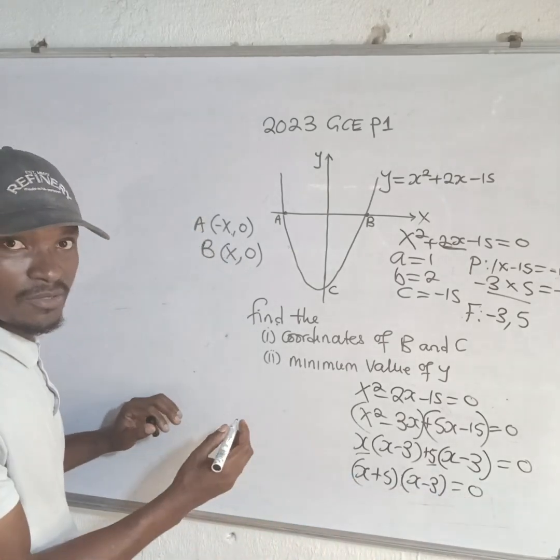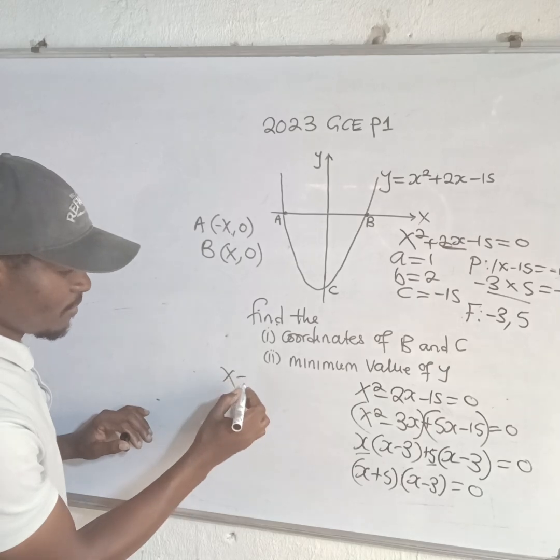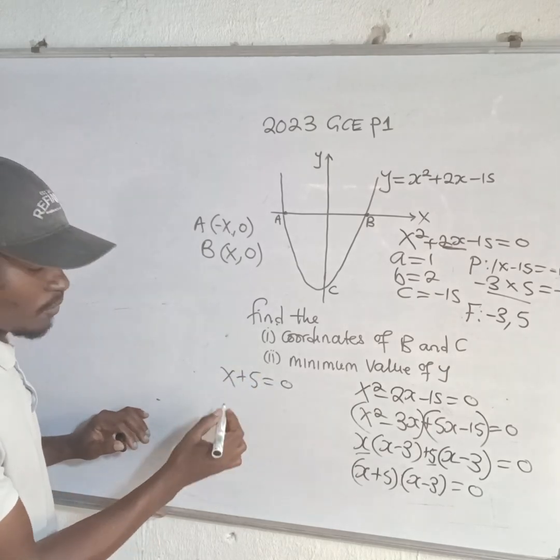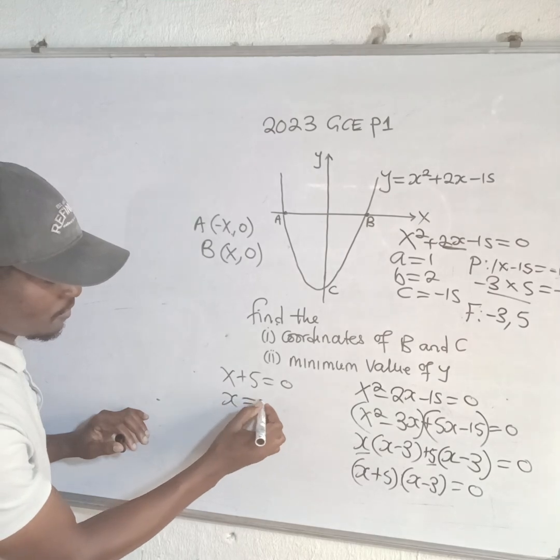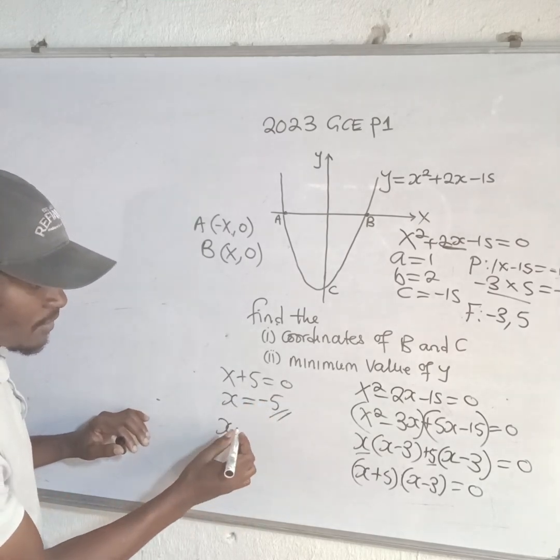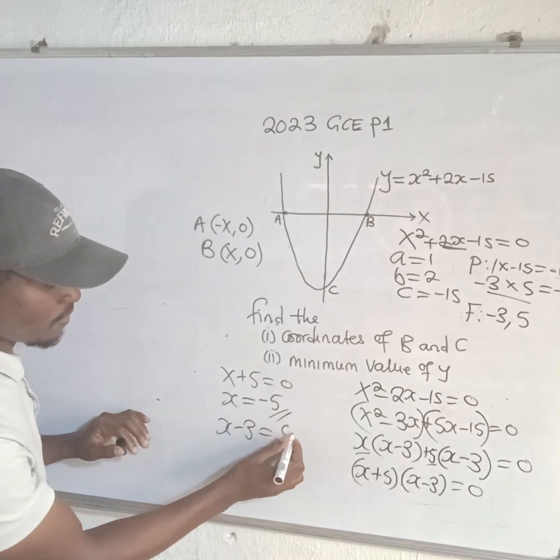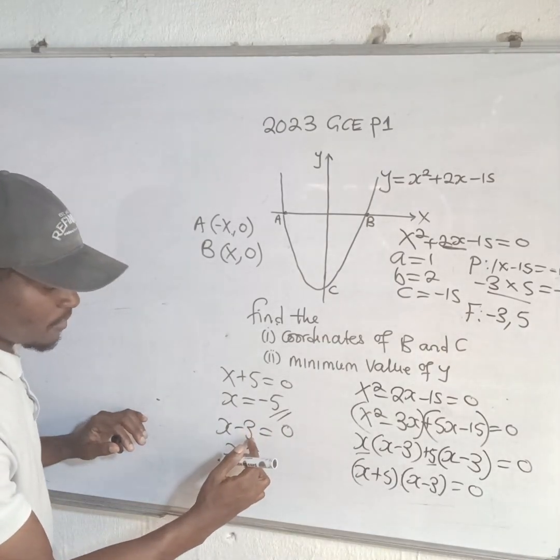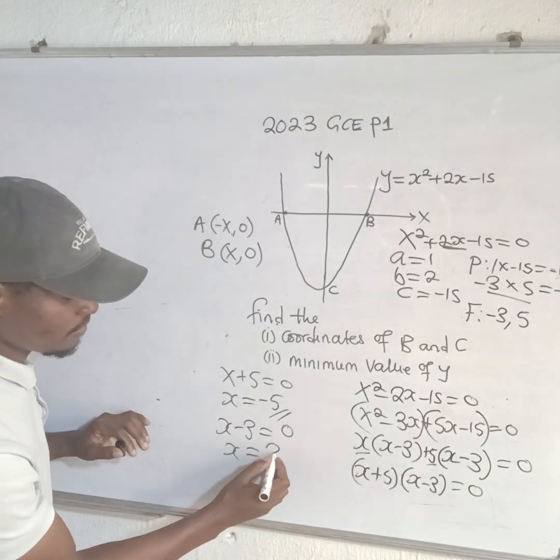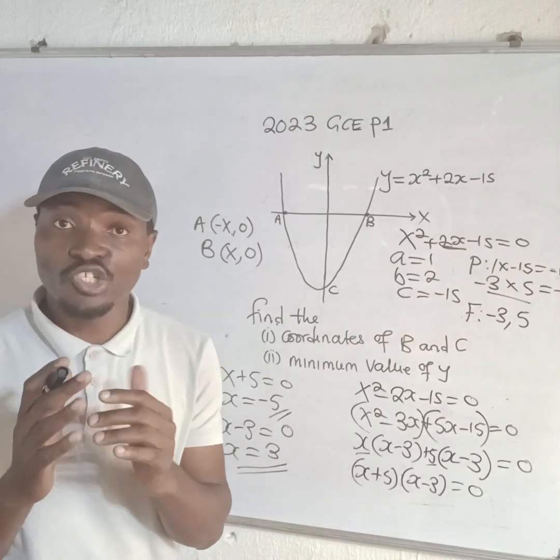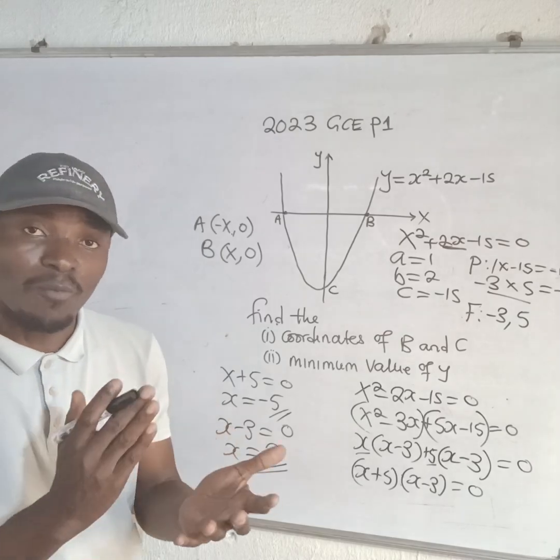And then from there we can say this equals 0 and this equals 0. So we're going to say x plus 5 equals 0, which gives x equals negative 5. And then the other one, x minus 3 equals 0, and then x equals 3, since negative 3 comes to the other side and becomes 3. So now those are the two values of x.